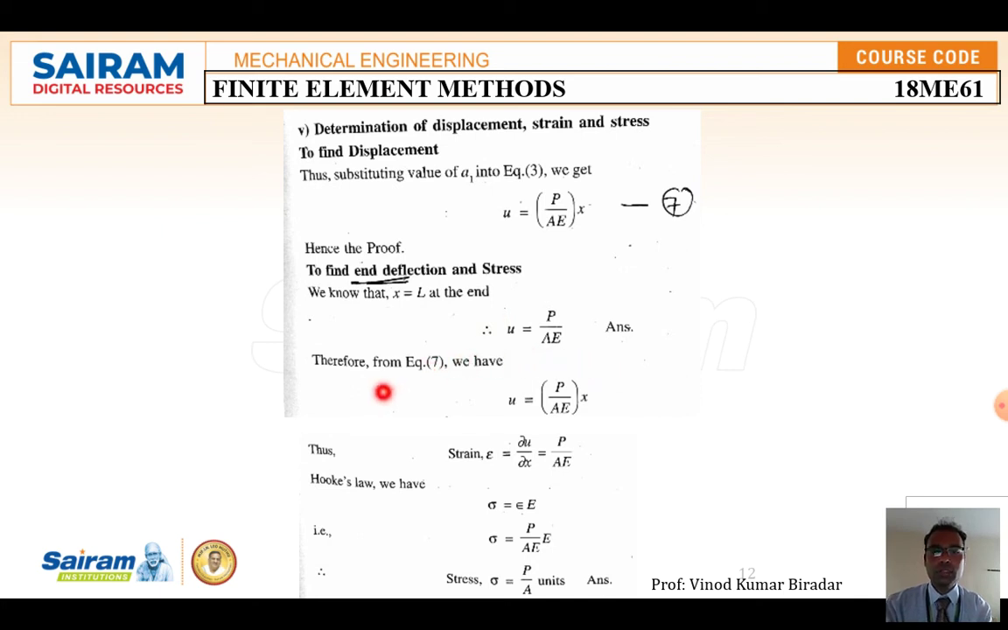Therefore we have u is equal to P by AE into x. Strain is equal to the change in deformation, dou u by dou x, which is equal to P by AE. According to Hooke's law, stress is equal to strain into Young's modulus. We already have the strain formula, so substitute strain is equal to P by AE here. Finally you get stress is equal to load per unit area. Hence we have proved the given problem.